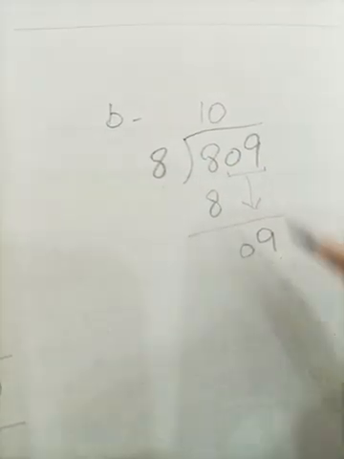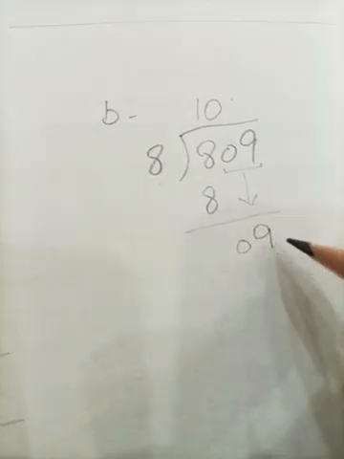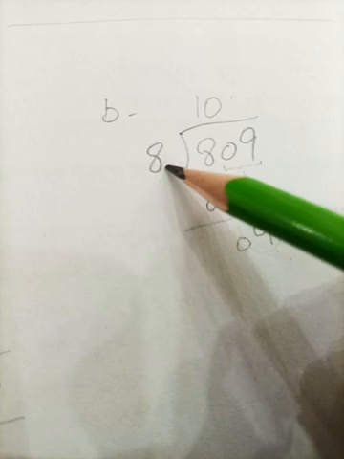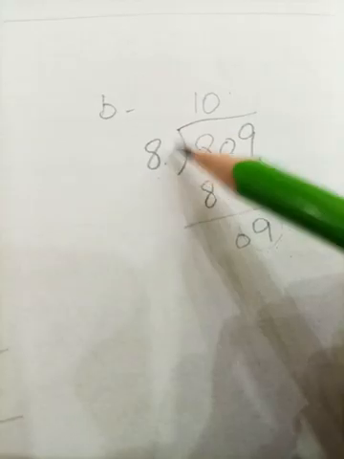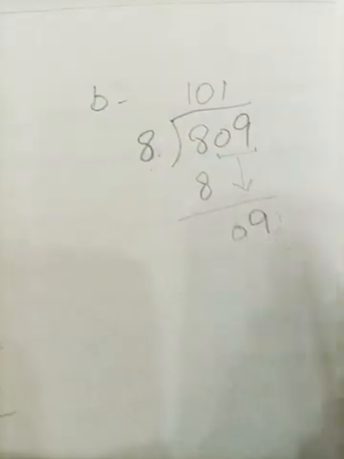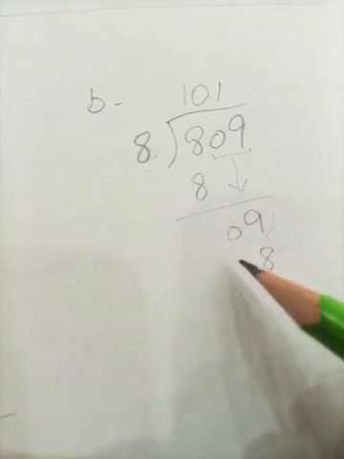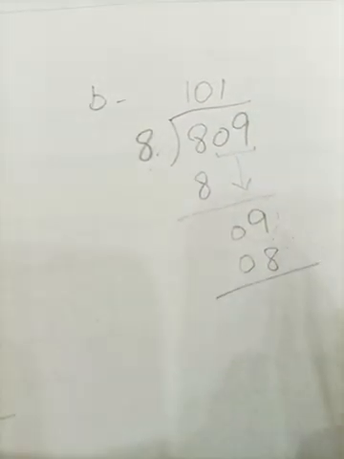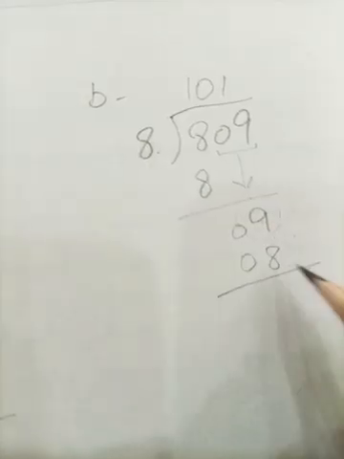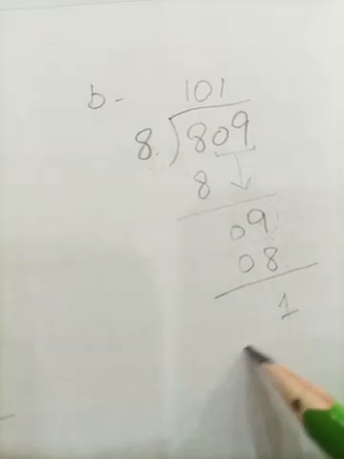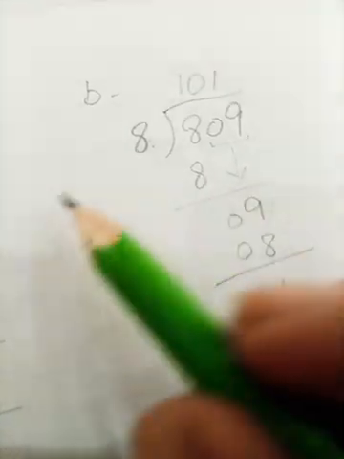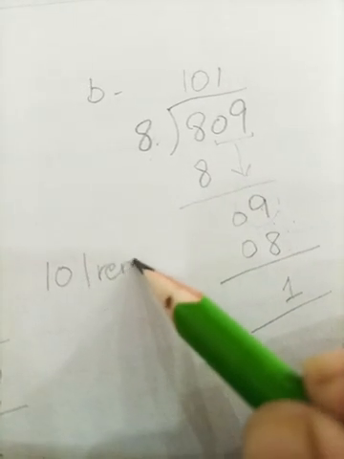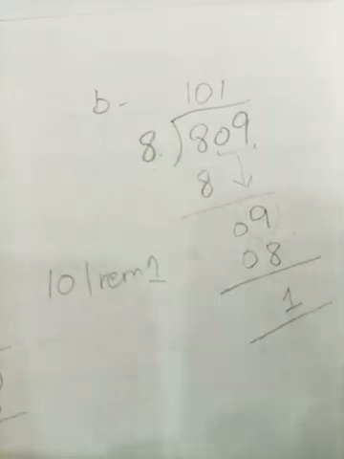Now students, again, as the number is 9, that is a little bigger than my divisor, I am taking 8 ones are 8. You can also write the 0 here as we have written 0 in the quotient. Now students, 9 minus 8, our remainder is 1. You can write your answer as the quotient first and then the remainder.